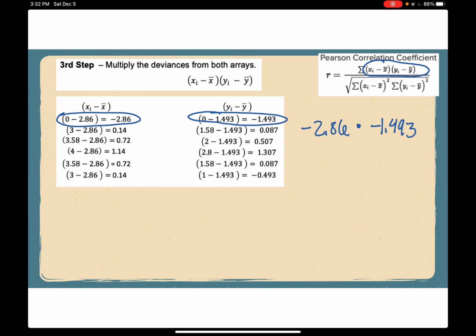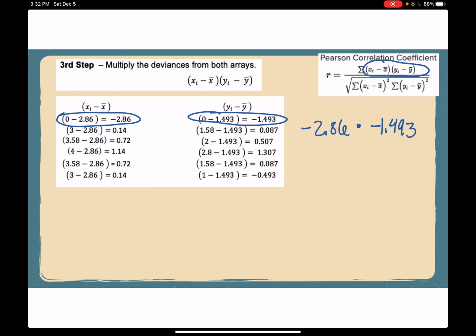0.14 times 0.087, got it right here, times right here. So just keeping everything lined up. So doing your work neatly is going to be really, really helpful in this case. 0.72 times 0.507, those two numbers there. 1.14 times 1.307, over there. 0.72 times 0.087, and 0.14 times negative 0.493. Okay, so you solve the math for each of those.